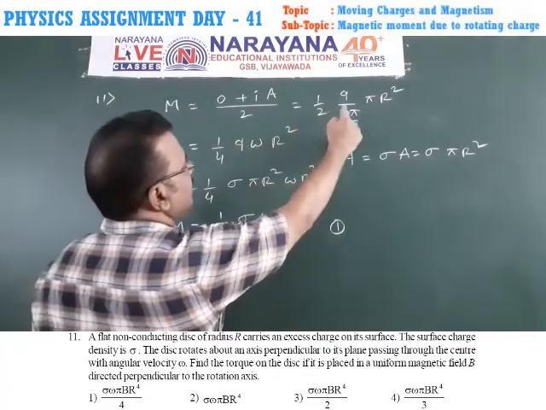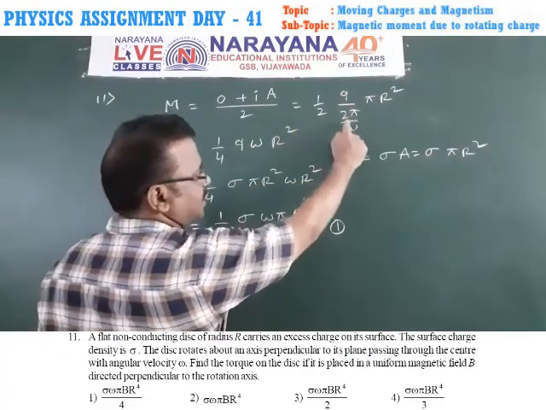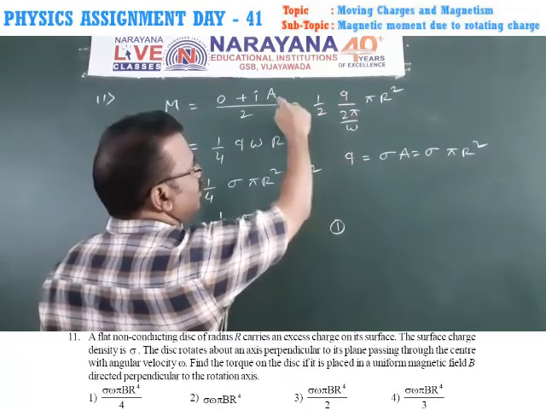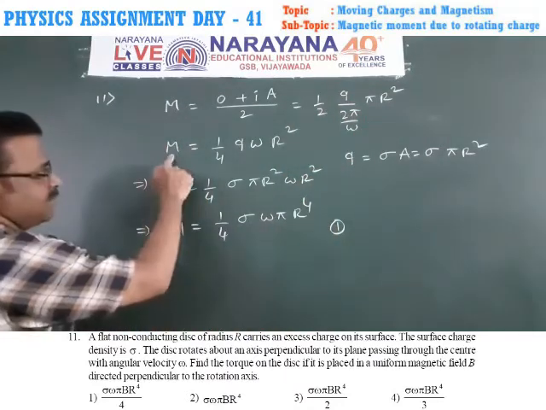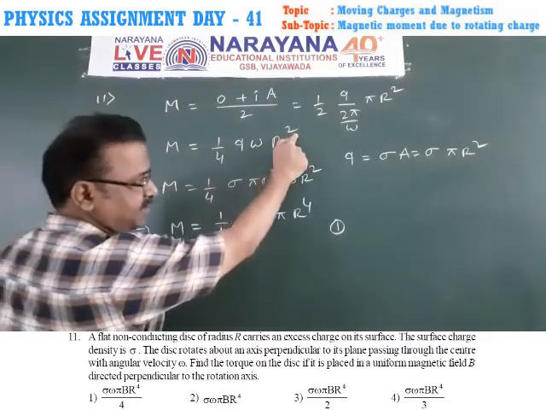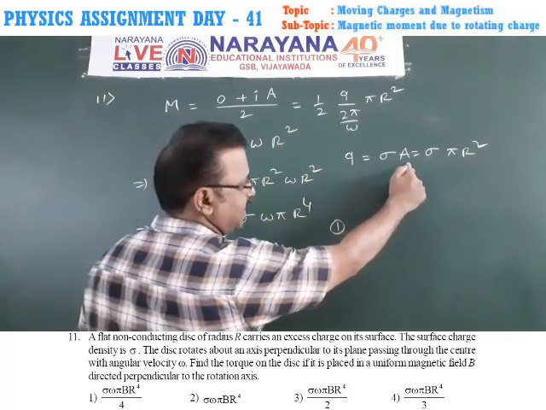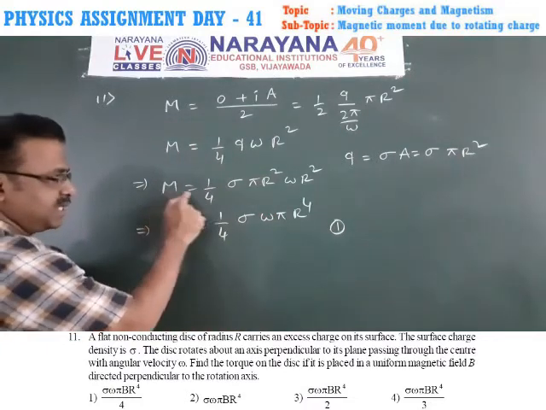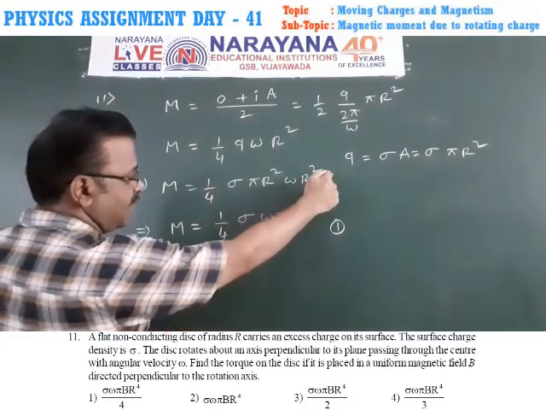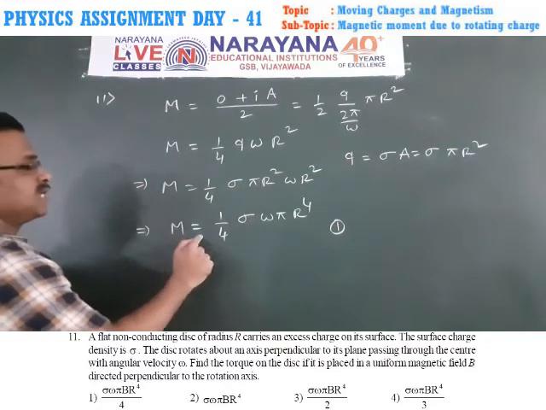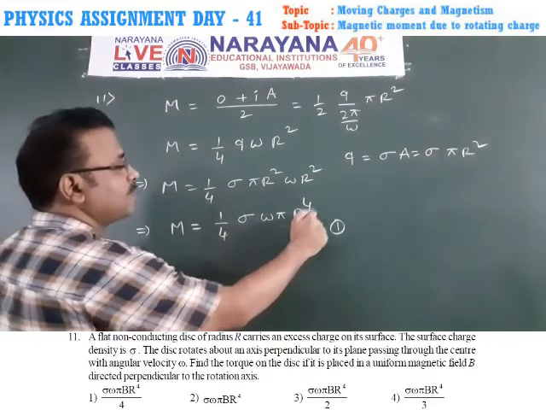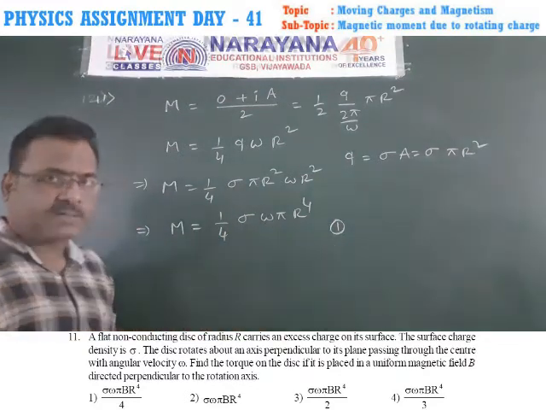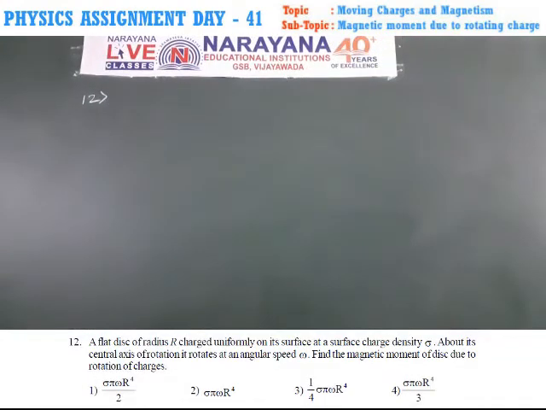So half I is equal to q by capital T. Capital T is nothing but 2 pi by omega. Area is pi r square. So M is equal to 1 by 4 q omega r square. So Q is equal to sigma A, sigma into pi r square. Substitute here. You will get M is equal to 1 by 4 sigma pi r square omega r square, by which you will get M is equal to 1 by 4 sigma omega pi r power 4. Option 1 is correct.